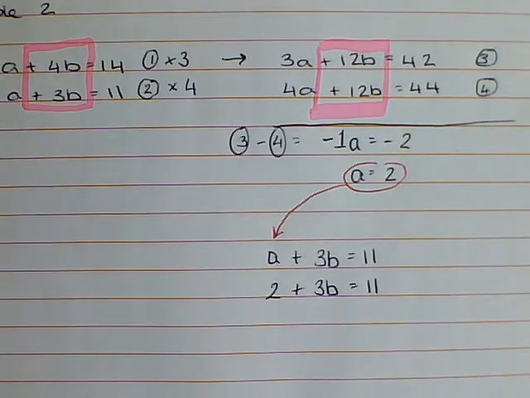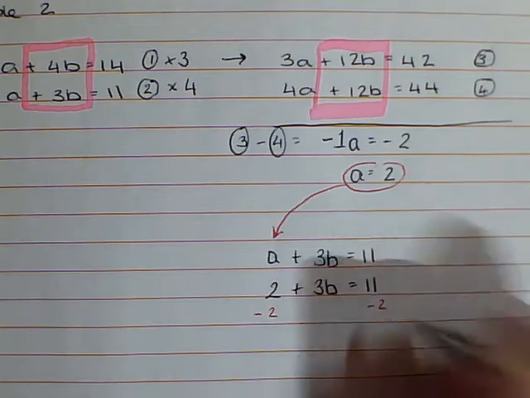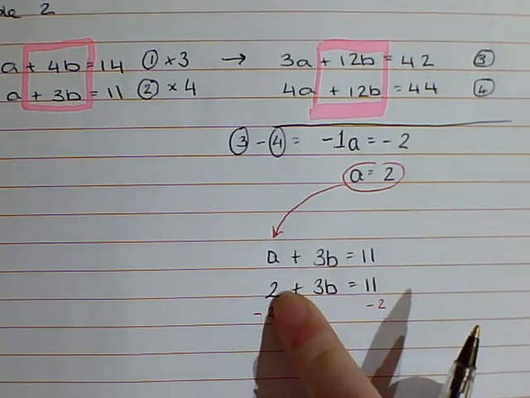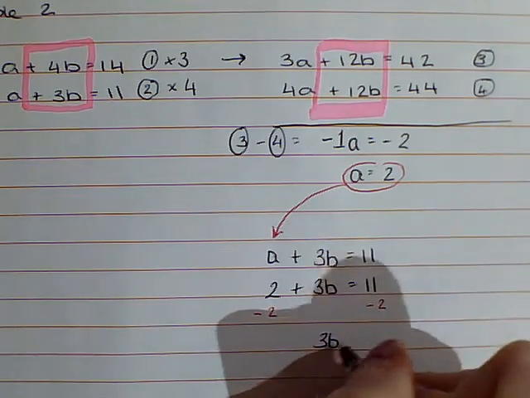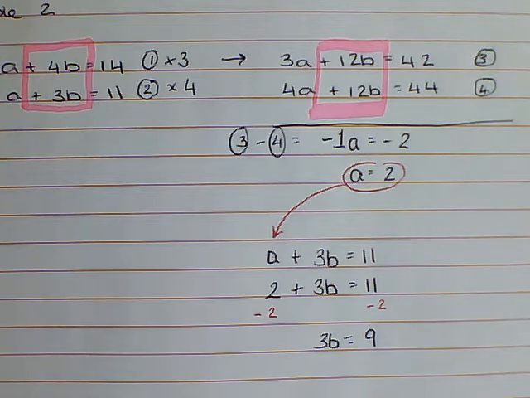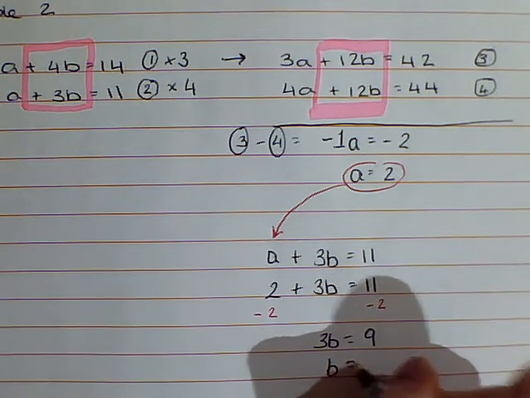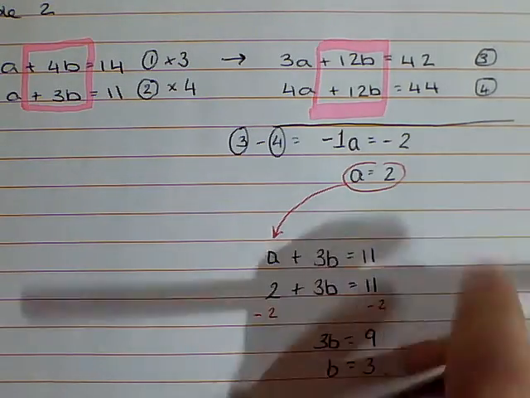And now we're rearranging to find b. So we're going to subtract 2 from both sides. That's a positive 2. If I subtract 2, I get 0. 3b equals 9. So 3 times something is 9, b is 3. And that is my final answer. A is 2 and b is 3.